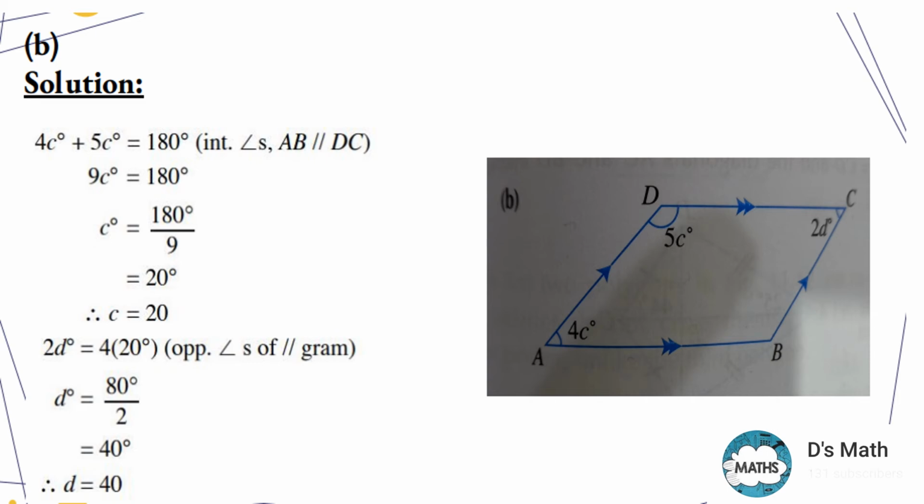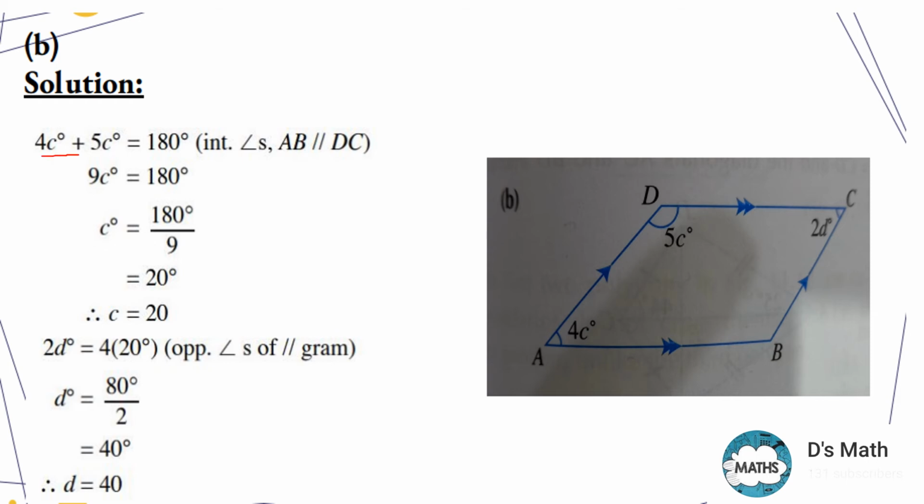Okay, now we are going to do the part B. In part B we have parallelogram and we have to find the value of C and D. As we know that the angle 5C and angle 4C is between two parallel lines, and these are the interior angles of two parallel lines. And we know that the sum of the interior angles of two parallel lines is equals to 180.